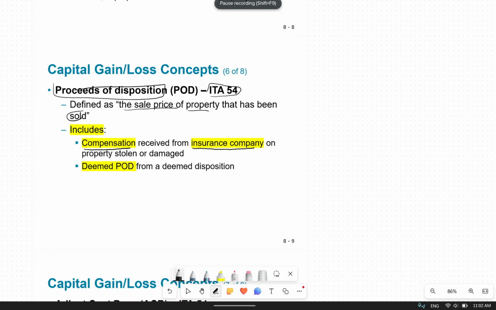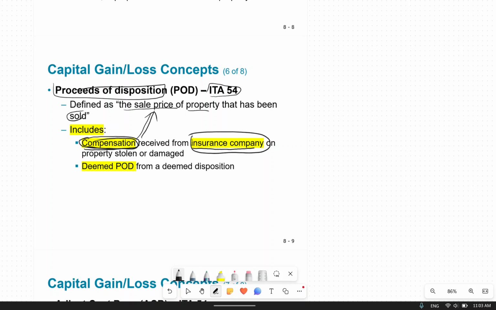If something happens to your property, like a fire or theft, the insurance company is going to give you money. That money is called the compensation. So instead of you selling that property, the property is gone, and you get compensation from the insurance company. The money that you're receiving will be called a sale price.